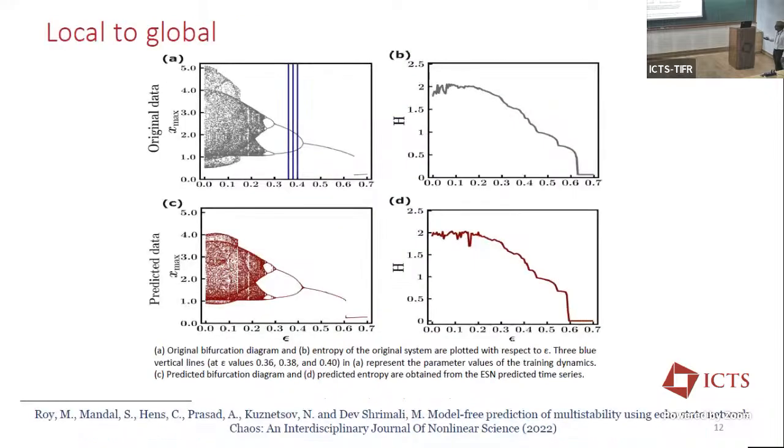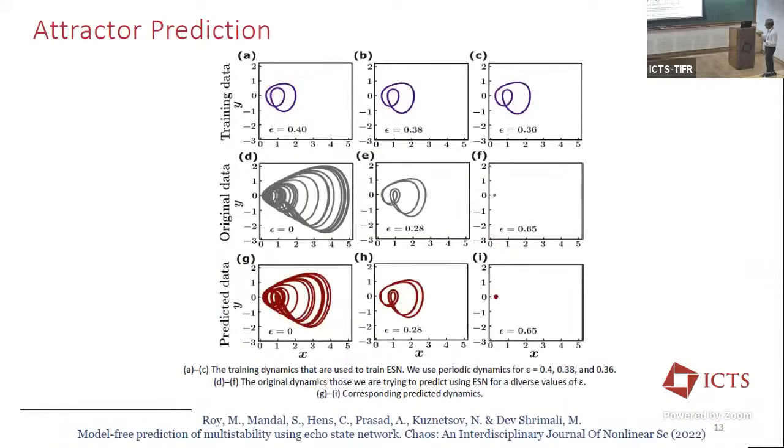Yeah, so this was the serious problem at epsilon close to 0, that it was not exactly the same attractor, but showing chaotic behavior. So we can see here the unseen attractors far away from the training data set.